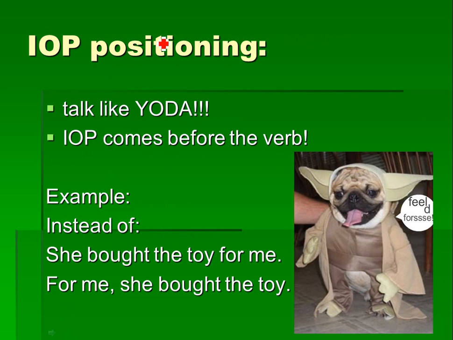For positioning, you have to think like Yoda. So if you have to write this big in your notes, you want to be like Yoda when you are doing IOP. So how does Yoda talk? He kind of flips the words, so for him, I bought it, etc.